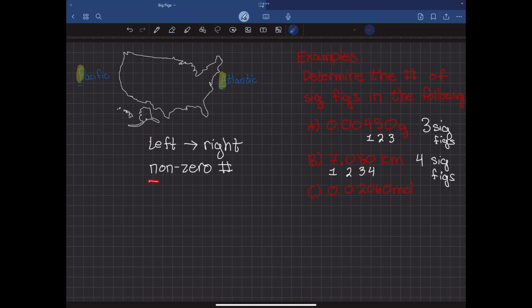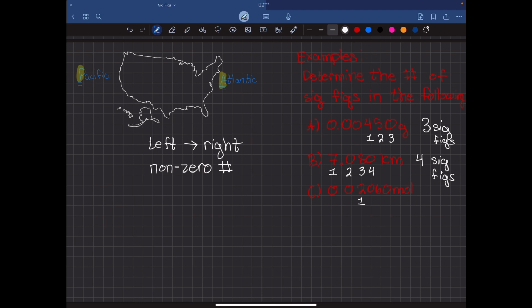So 0. Okay, remember, that's a zero digit, so it does not count. We start first, left to right. First non-zero, we start counting. So 0 does not count. Decimal 0 doesn't count because it's a 0. It's not a non-zero number. Now we hit our first non-zero digit right here, number 2. 2 counts. That's our first sig fig.